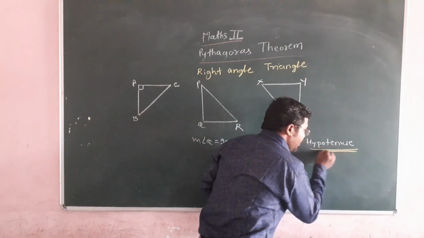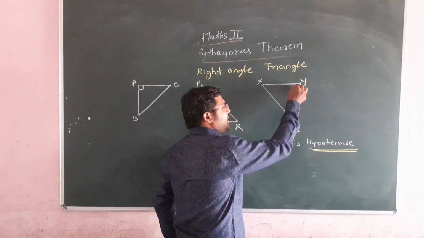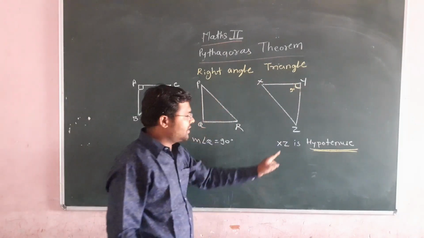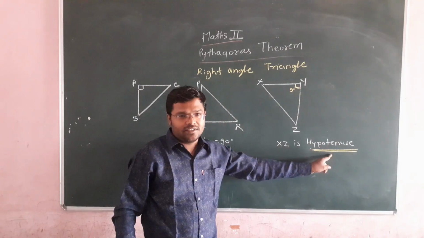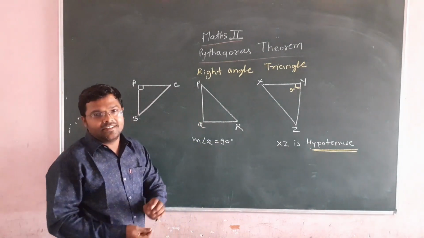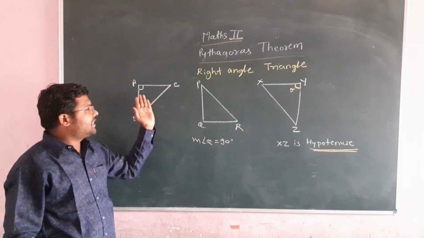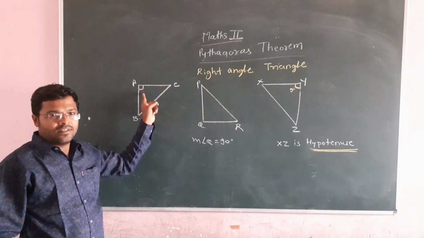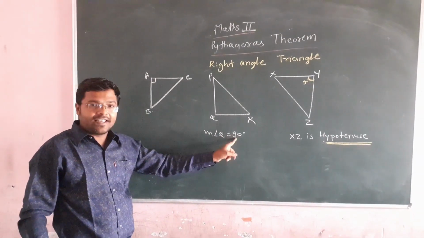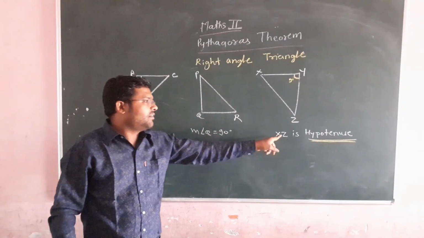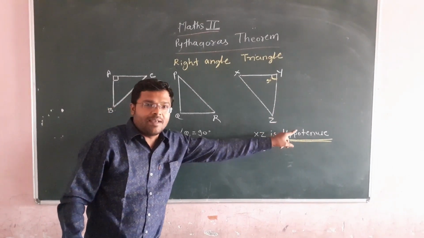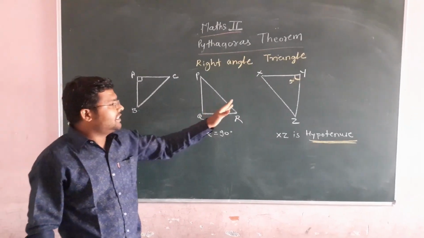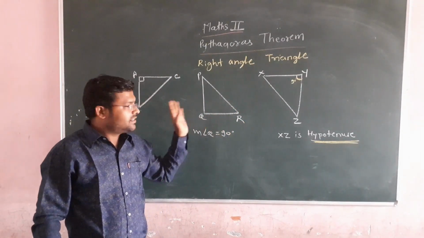Hypotenuse is always the opposite side of the 90 degree angle. So angle Y is 90 degree, because here XZ is given as hypotenuse. So we can identify whether it is right angle or not. These are the three things: first one is perpendicular sign, another one is given measure of angle is 90 degree, and third one is given hypotenuse. Okay. Now we can say whether it is right angle or not when they are given these things.